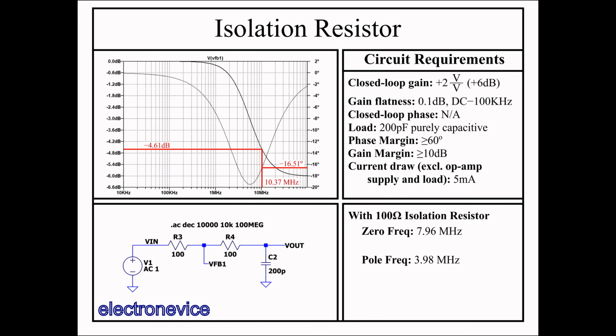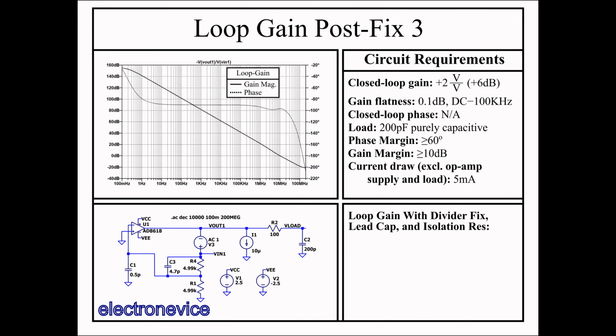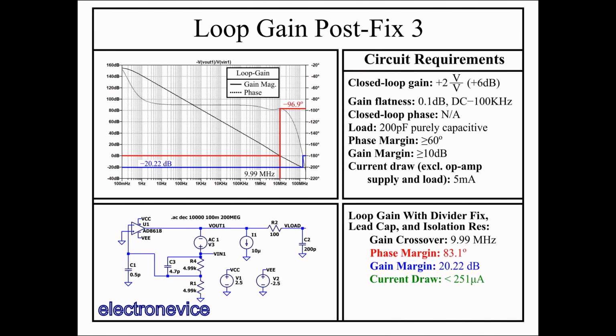Let's go back to the global loop gain transfer function and see if we've met the phase and gain margin requirements. So now the gain crossover is at 9.99 MHz, with a phase margin of 83.1 degrees and a gain margin of 20.22 dB. So the 100 ohm resistor was actually overkill, and we could probably drop it down by a fair bit and still meet our requirements. But this satisfies all our requirements, and as they say, better is the enemy of good enough, so we'll leave it there. Now the final test is to plot the closed loop gain and the step response.